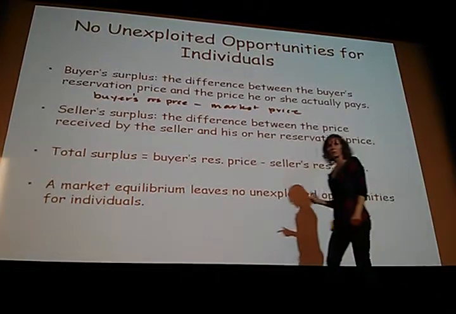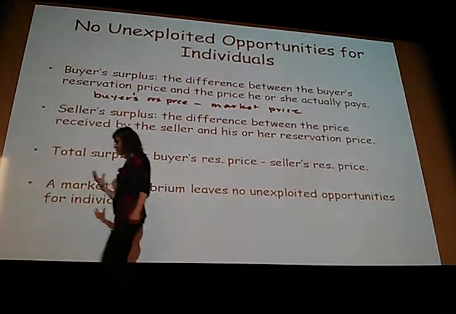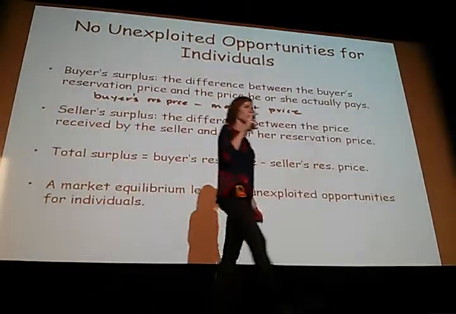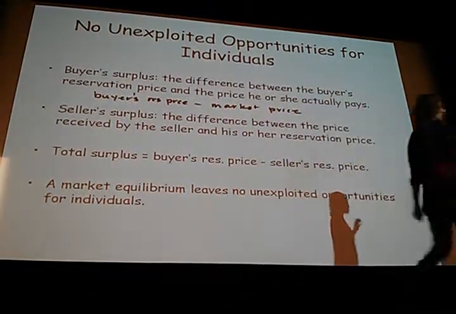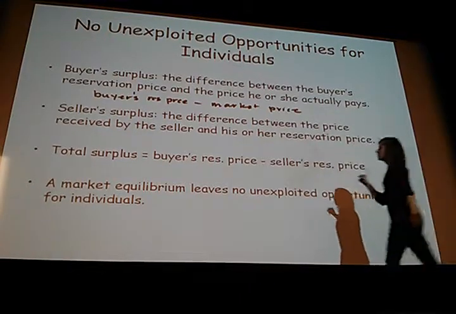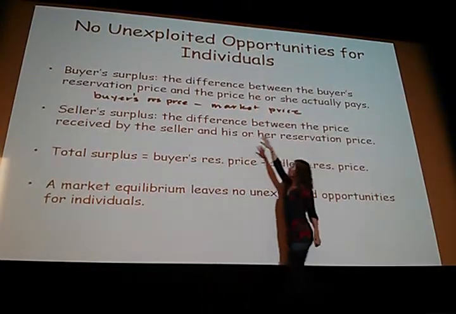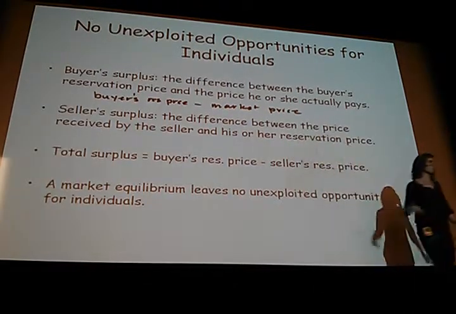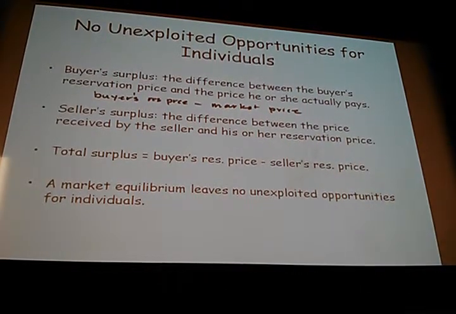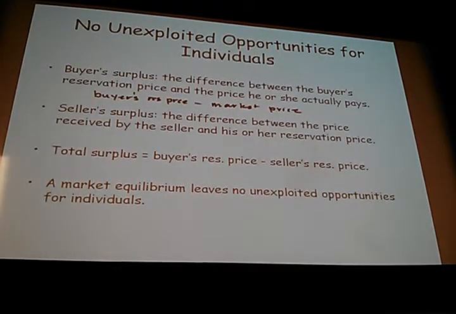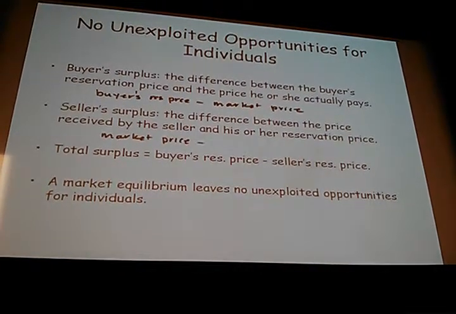So for example, if you value a cup of coffee at $3 and you pay $2 for it, the surplus that you get is $1. Buyer's surplus is just the difference between what a buyer values that product at, their reservation price, and what they actually pay, the market price. What is the seller's surplus? That's just the difference between the price the seller actually receives, which is the market price, the amount they receive for their products, minus the seller's reservation price.